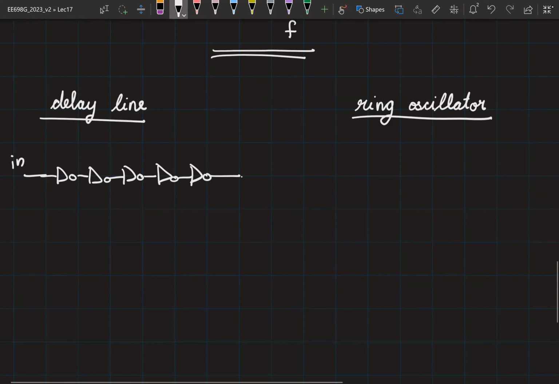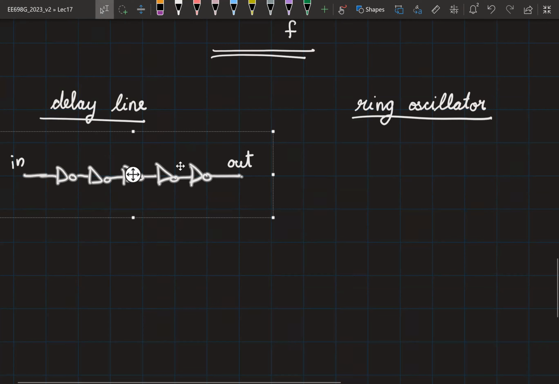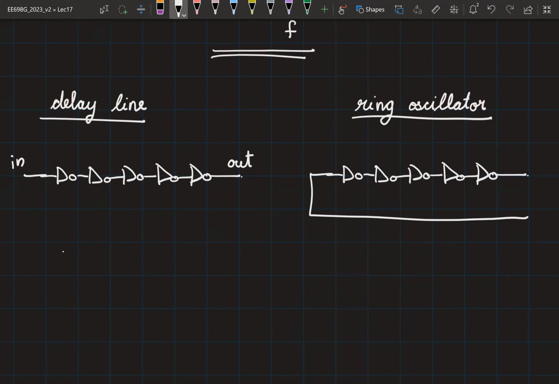Okay, so this is my input, this is the output. Now let's say I take the same delay line, and I make a connection like this so that it acts as a ring oscillator. Let's assume that this has a delay TD. What is the oscillation frequency? One over 5 TD. Everybody agrees? Okay.